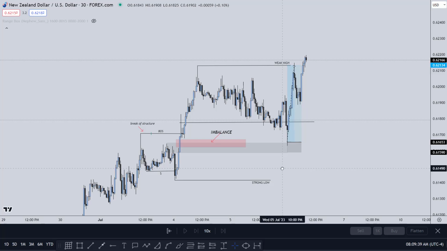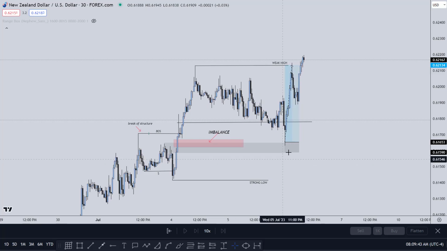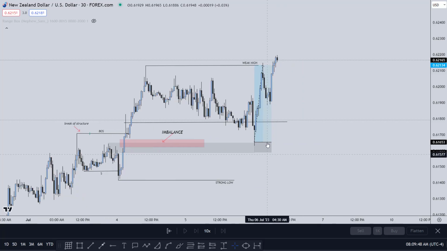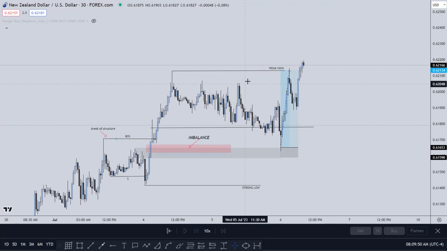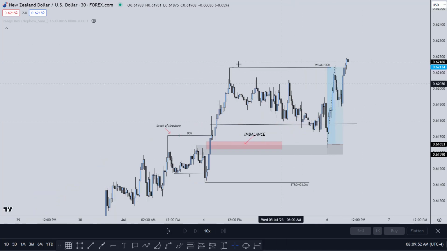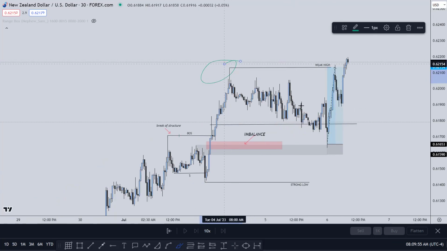This trade activated actually in Asian close, right at 12 a.m. Asian close. So right at Asian close, this trade activated, and then during London, it pushed right up and cleared these old highs right here.